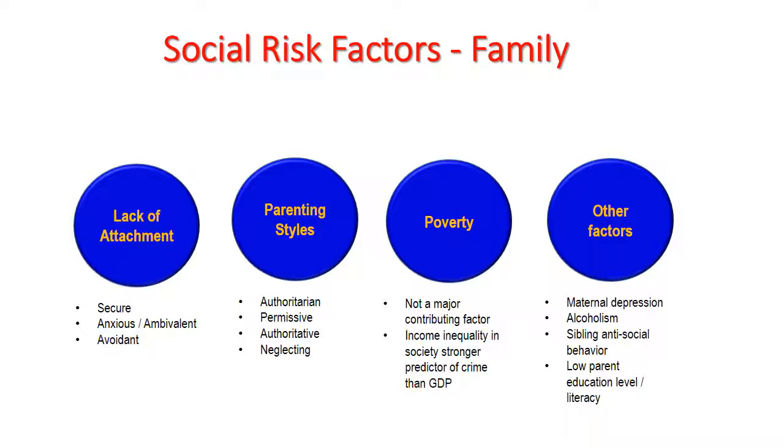Some other family risk factors that may influence the development of delinquencies are things like maternal depression, alcoholism, sibling antisocial behavior, which is similar to the influence of delinquent peers, and lower levels of parental education or literacy.